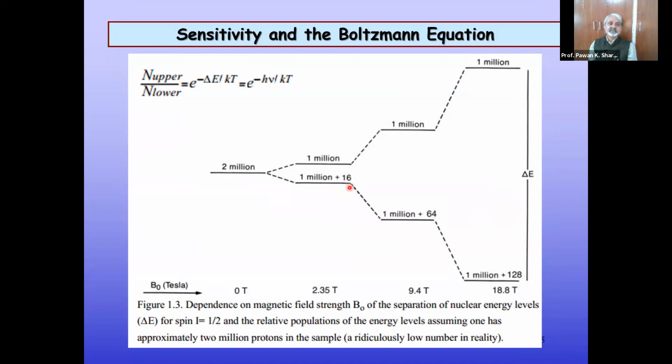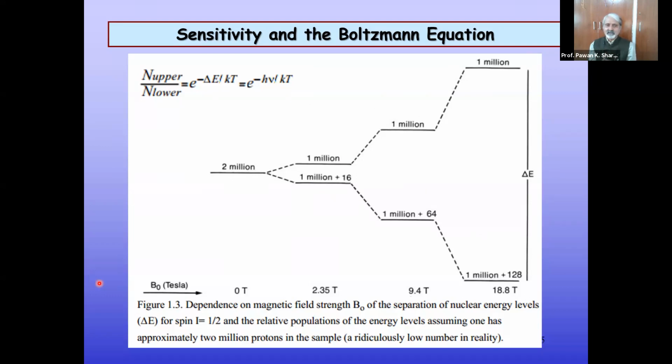It has to be 1 million plus 8 and 1 million minus 8. It is an oversimplification, where they are only trying to show that there would be 16 nuclei more in the lower energy state. If you see, we had 2 million, and here we have 1 million and 1 million plus 16. So we cannot convert 2 million into 2 million plus 16. So it has to be 1 million plus 8 and 1 million minus 8.